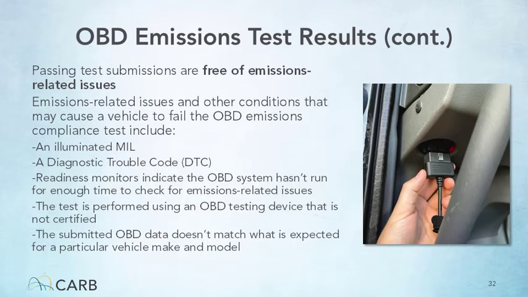A passing OBD test submission should be free of indicators of emissions-related issues. Examples of emissions-related issues, including other conditions that may cause a vehicle to fail the OBD emissions compliance test, include an illuminated MIL or DTC, which we discussed earlier in the presentation. The OBD system's readiness monitors indicate the vehicle hasn't been driven enough to ensure sufficient time for the OBD system to check for emissions-related issues. The emissions compliance test is performed using an OBD testing device that is not certified by CARB. Only test devices that are shown on CARB's OBD testing device webpage can be used for compliance testing. And the submitted OBD data doesn't match data that would be expected for a particular vehicle make and model.